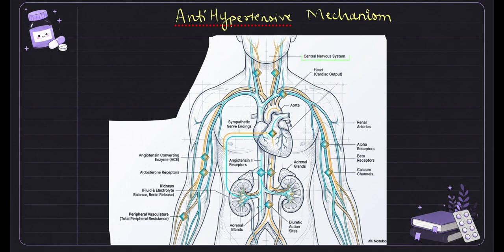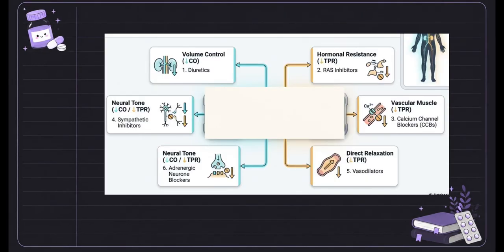Notice the central nervous system at the top. Trace the pathways down to the heart. The heart controls your cardiac output. That's the total amount of blood being pumped. Further down, we see the kidneys and the adrenal glands. These are absolutely essential for fluid balance. Finally, observe the peripheral vasculature spreading throughout the body. These are all critical targets. Each one plays a very unique role in managing blood pressure.